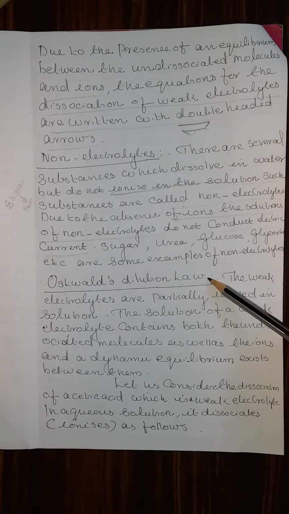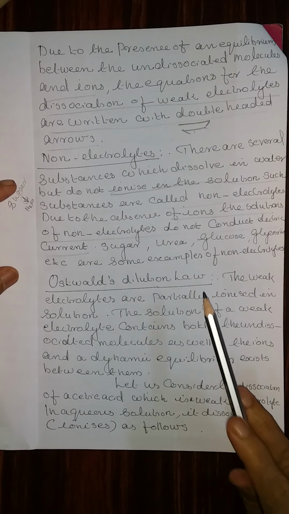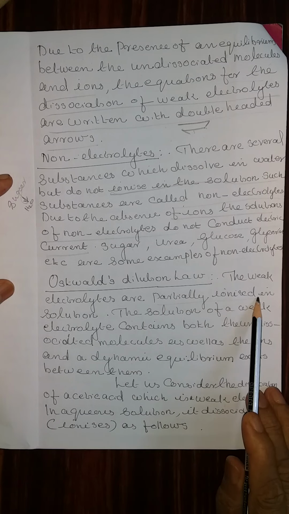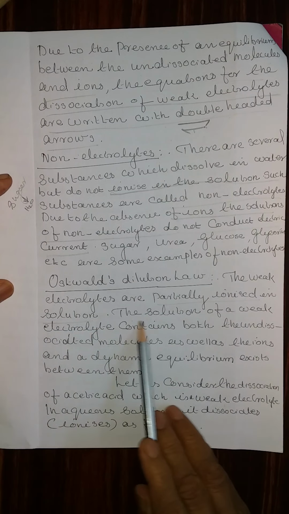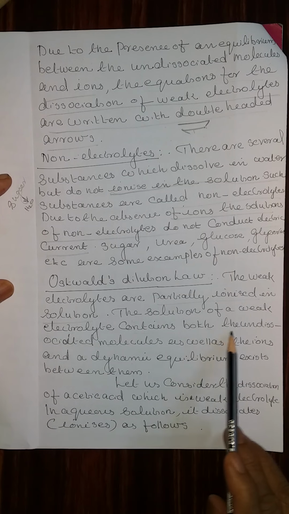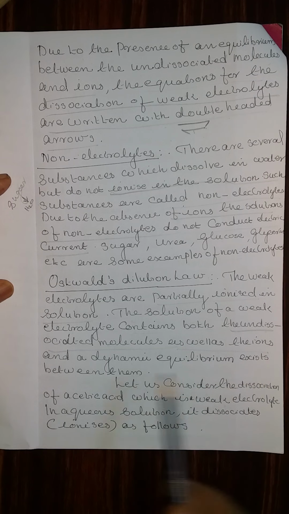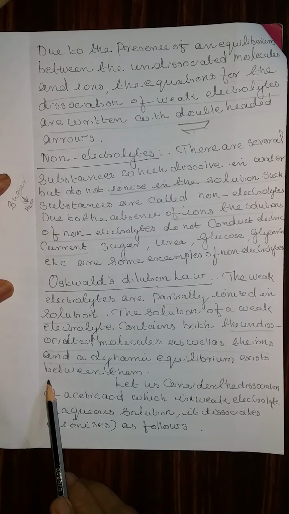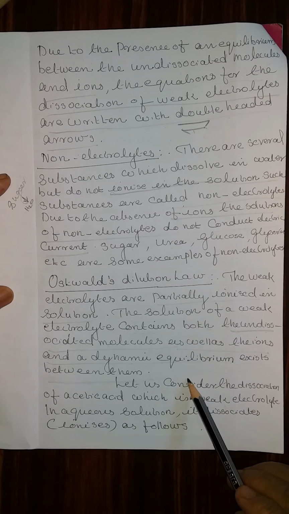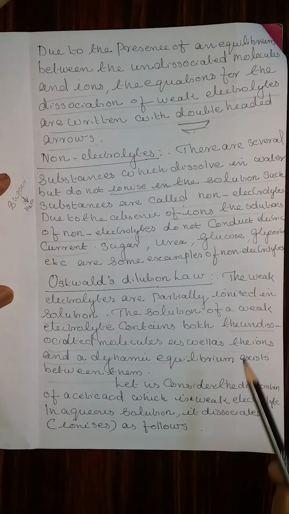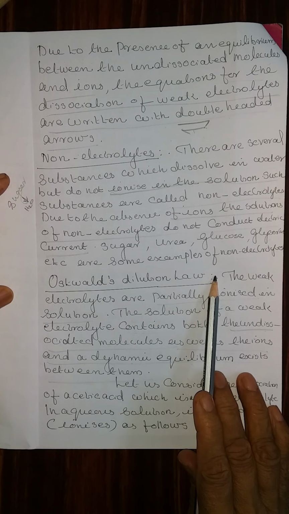Ostwald's dilution law. This is one of the most important laws. Its derivation and application-level questions based on that equation are very important. Weak electrolytes are partially ionized in solution. The solution of a weak electrolyte contains both undissociated molecules as well as ions, and a dynamic equilibrium exists between them. We are going to make use of these properties in order to derive an equation, and that equation is known as Ostwald's dilution law.